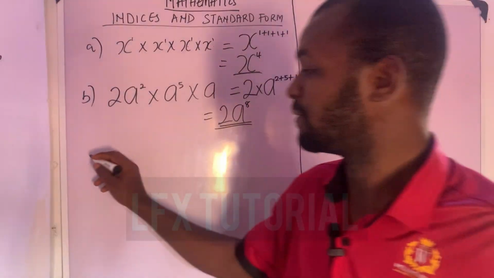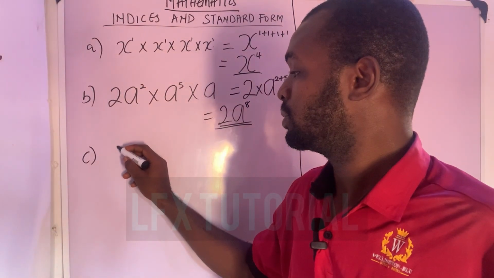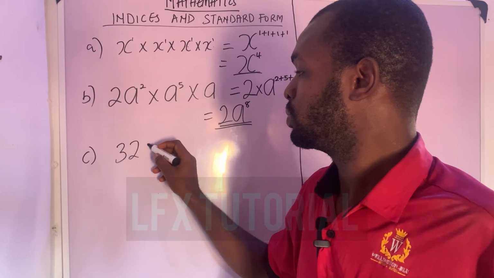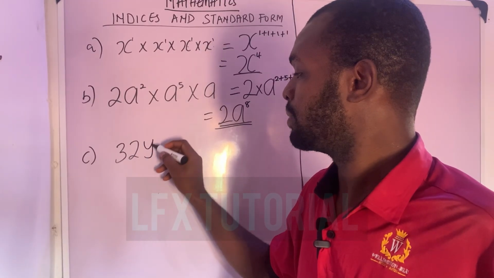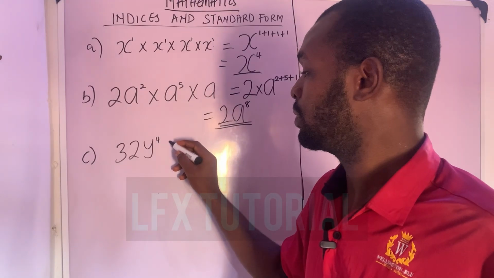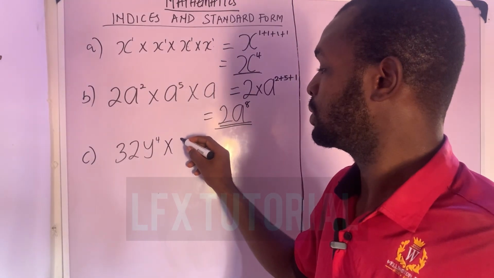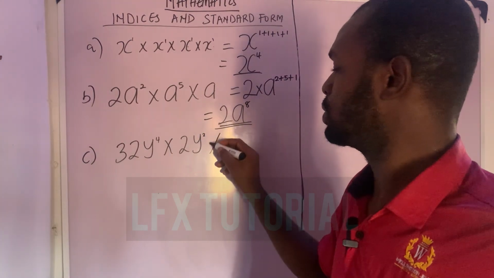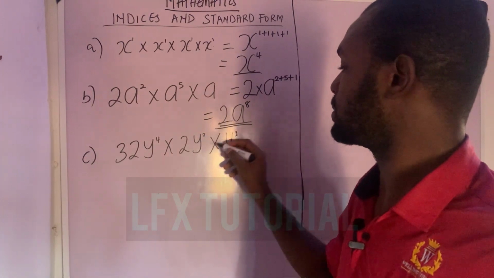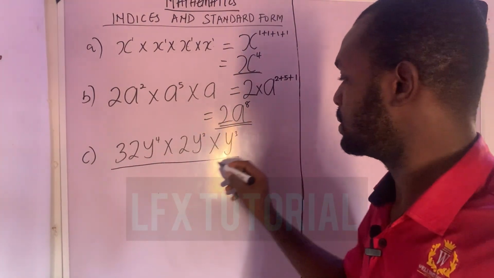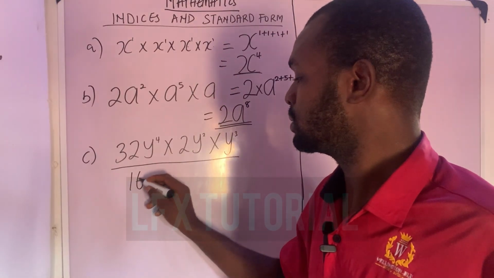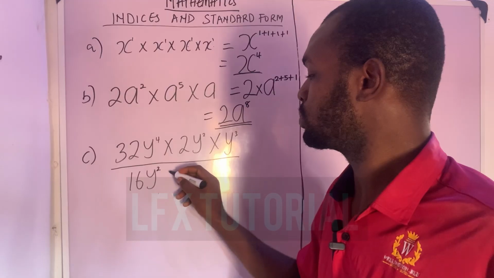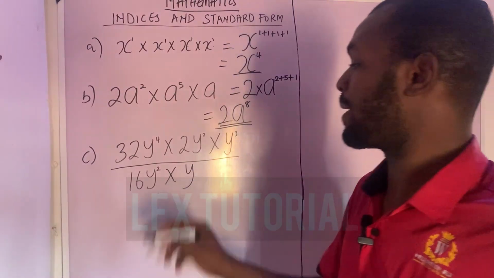Another one we can have is 32y raised to power 4 times 2y raised to power 2 times y raised to power 3, over 16y raised to power 2 times y.